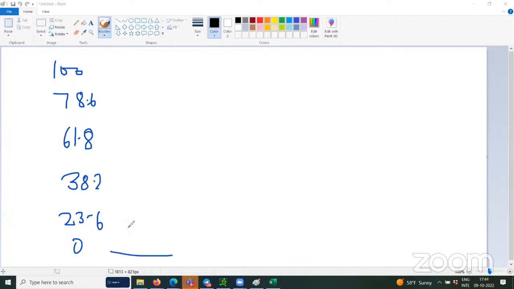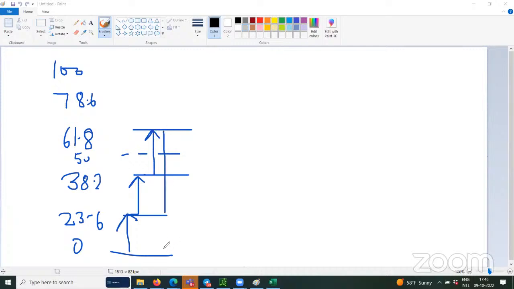If you start from 0, you will find resistance here. If you break this, you will find resistance here. This is 15 between. If you break 38, you will not find resistance at 50, a very minute resistance. You will hit 61. If you fail, you will come down to 0.